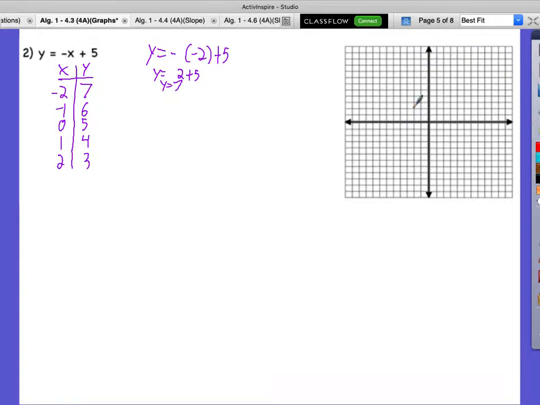-2, comma 7. 1, 2, 3, 4, 5, 6, 7. -1 comma 6, 0 comma 5, 1 comma 4, and 2 comma 3. Once you do the first one, it's a lot easier to plot them because it's just going down by 1 each time. It's kind of like a nice little staircase. And then we plot these points, we graph our line, and hey, it does line up with everything. We go a little past on both sides, and we're all good.